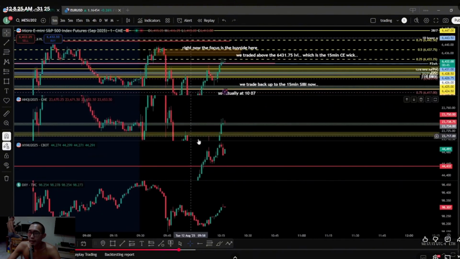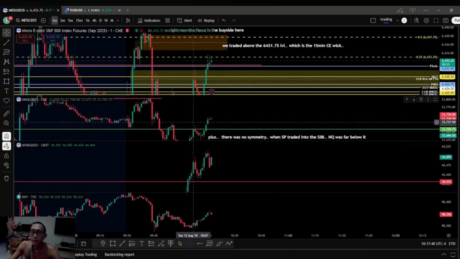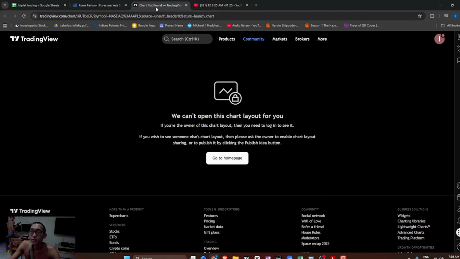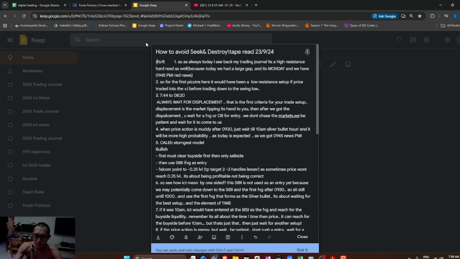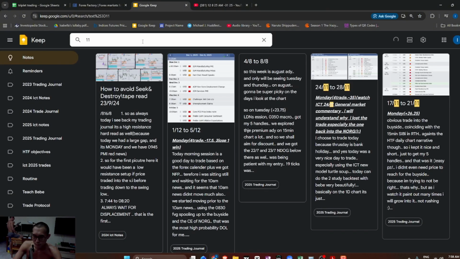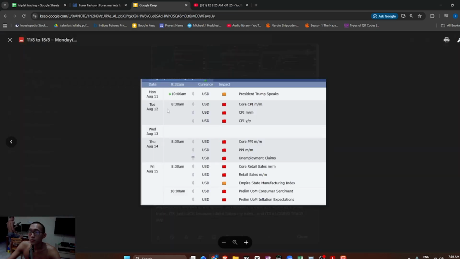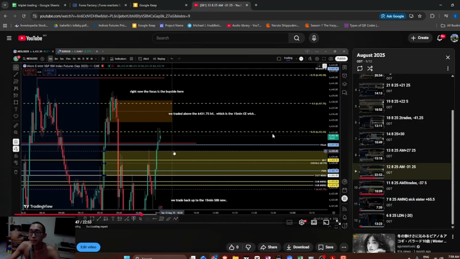By my journal, I said there is high resistance in the AM session. To answer that question why, let's just have a look at the Google Keep note. So 12 is Tuesday, so we only had CPI. After CPI it's okay, but the big events are over. And tomorrow, Thursday, we have another big event.